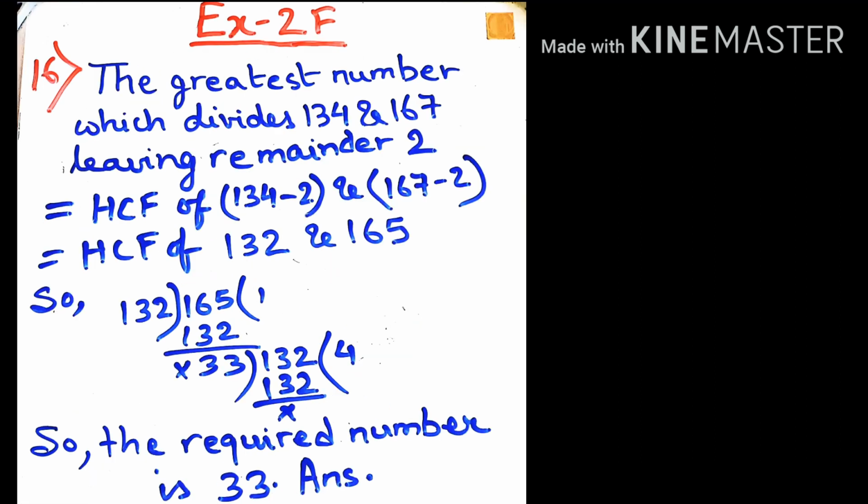Now our next question, question number 16 is we have to find the greatest number which divides 134 and 167, leaving a remainder 2. That means they are asking the HCF of 134 minus 2 and 167 minus 2. Why? Because it is leaving a remainder. So HCF of 132 and 165, we are using the division method and we are getting 33 as the HCF. So the required number is 33. Okay, students, these are very important questions. So if you have any doubt in understanding them, please message me.